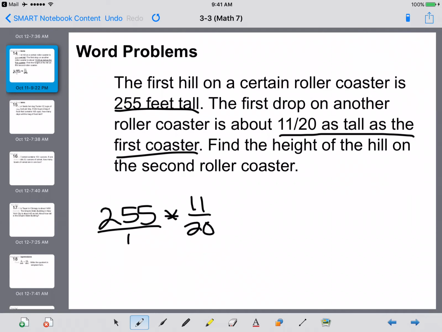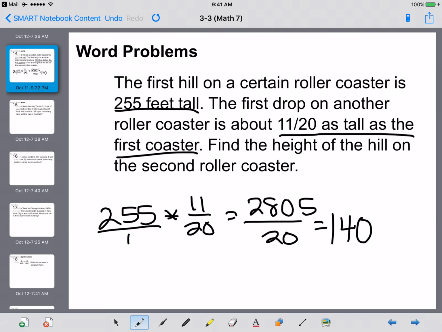We're going to turn that into over 1, go straight across. 255 times 11 gets us 2,805 over 20. We're going to see how many times 20 goes into 2,805, and that goes in there 140 times.